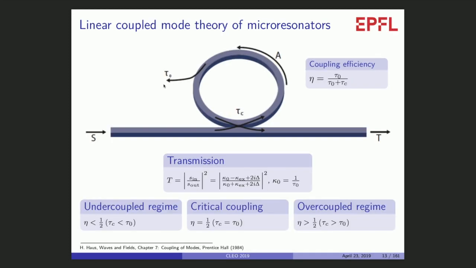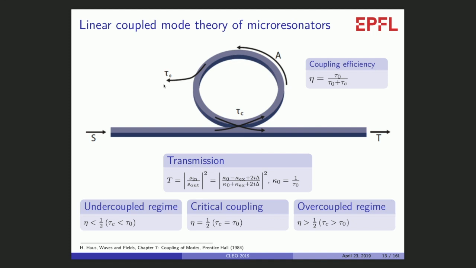Now, one important metric is how efficient the input coupling into a resonator is. Here you can compute the so-called transmission coefficient, T. The transmission coefficient is nothing else than the output field divided by the input field in square magnitude. Inside the resonator, you can distinguish three different regimes. One regime is called undercoupling, a regime where the photon decay rate into the waveguide is much smaller than the intrinsic loss rate. In that case, the transmission will be very, very close to unity, and we call that undercoupled.